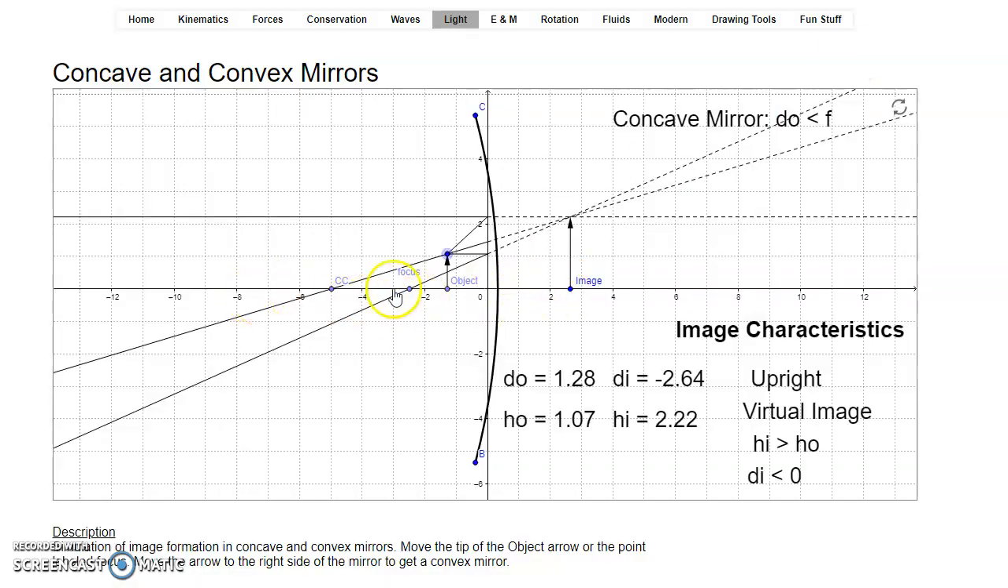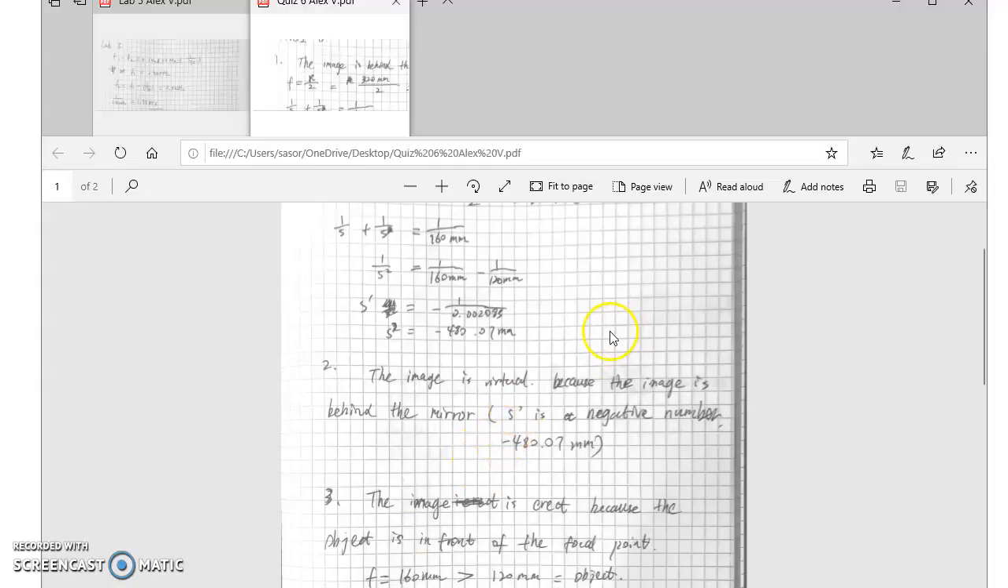In this simulation, it's a bit misleading because of the x and y axes: the image is actually on the positive axis. But if you flip this mirror, it is negative over here. So it all depends on how you scale it.